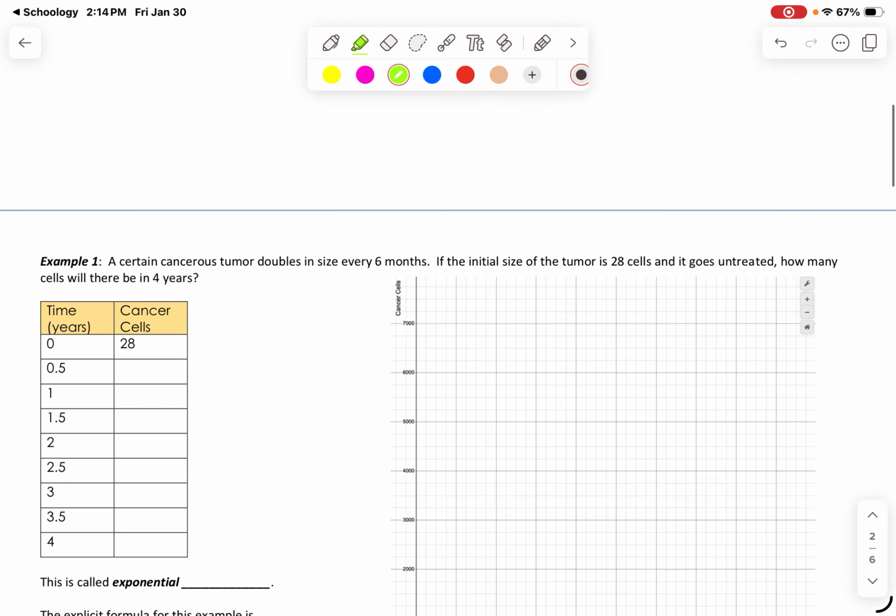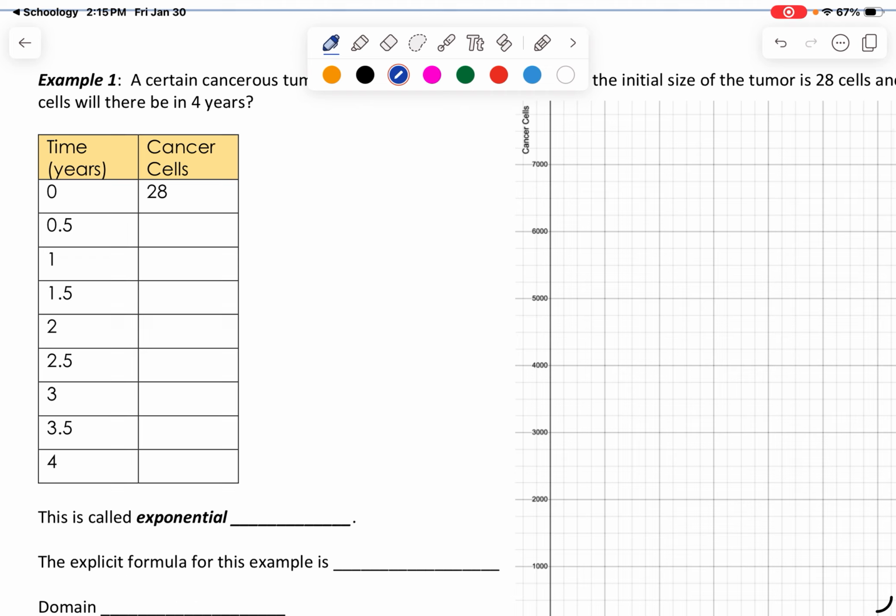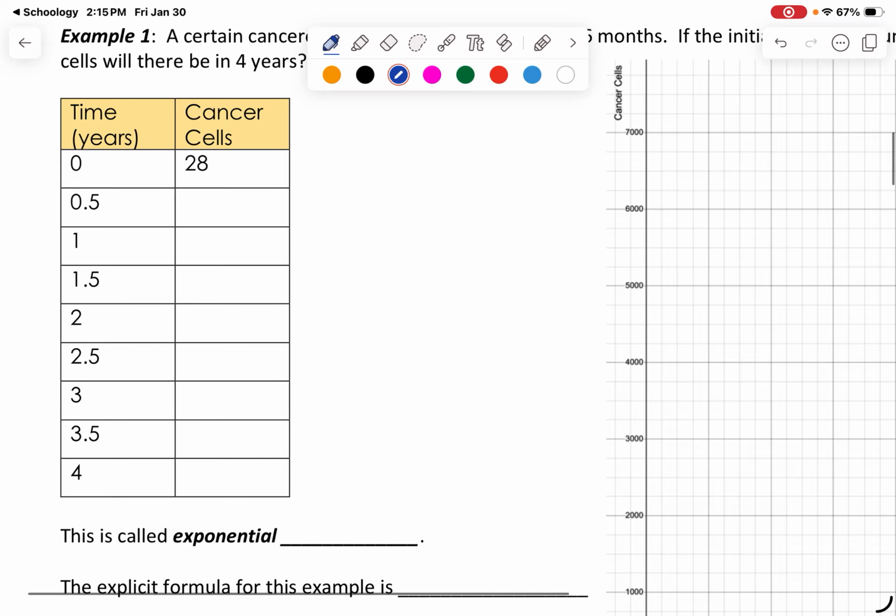Okay, so let's go ahead and do 2 word problems, and then from there we're just going to graph. Okay, so this is what it looks like. If you're in chemistry, this should seem very familiar, or if you haven't done it yet in chemistry, it will seem familiar once you get to it. A certain cancerous tumor doubles in size every 6 months. If the initial size of the tumor is 28 cells and it goes untreated, how many cancer cells will there be in 4 years? Okay, you can use a calculator to help you get these numbers. The first few you won't need it, but when it gets bigger and bigger, you might need it, because the numbers are huge.